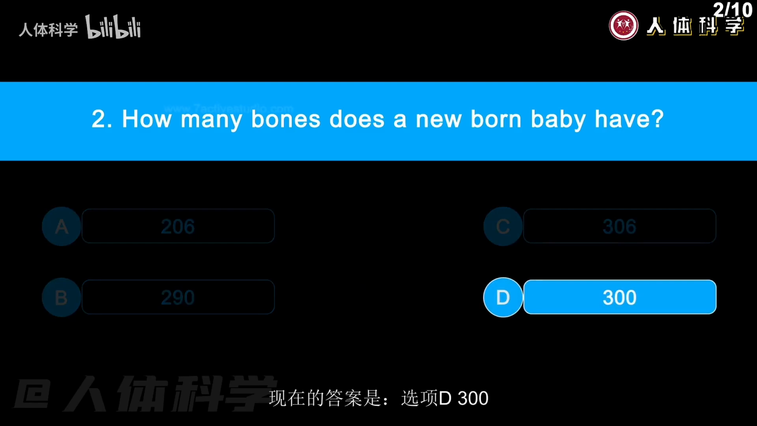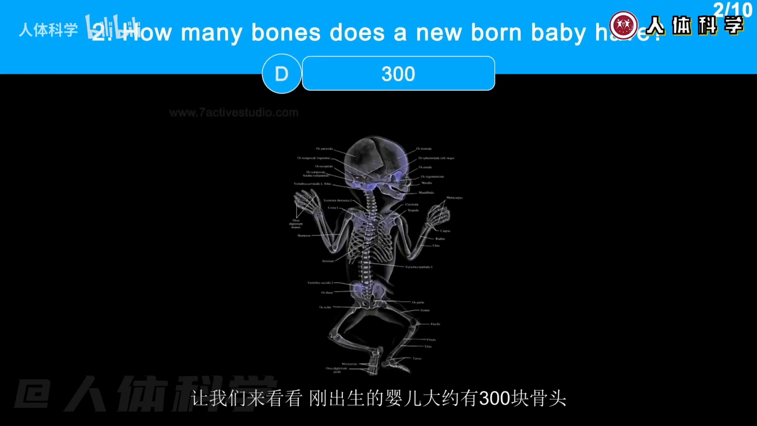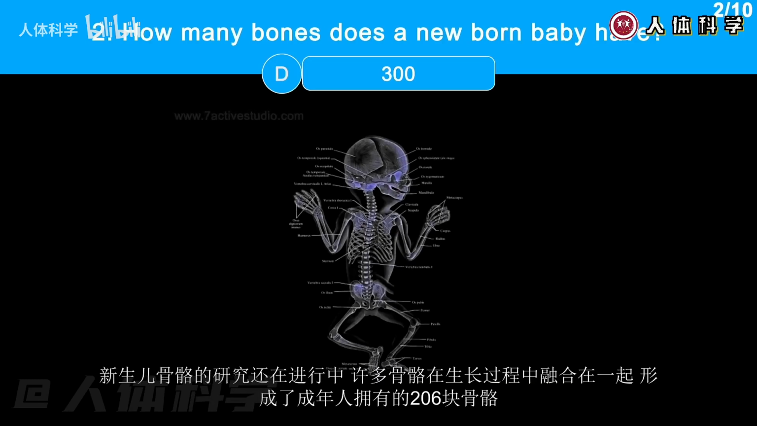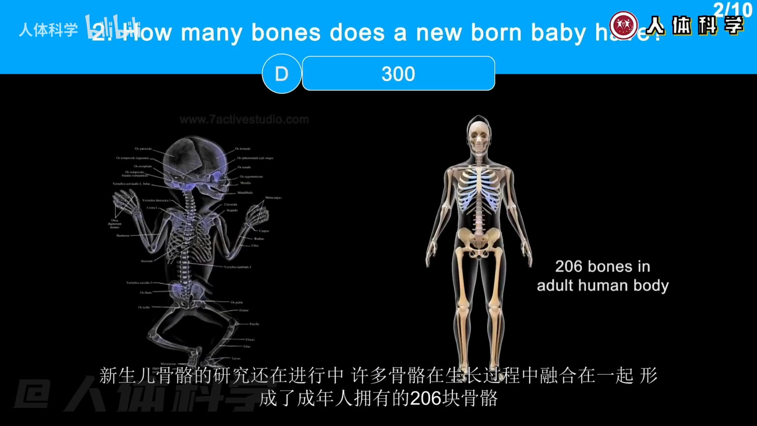And the correct answer is option D, 300. Let's see how. There are about 300 bones in a newly born baby. At birth, the newborn skeleton is a work in progress, and many of the bones blend together during growth years to form the 206 bones that adults have.